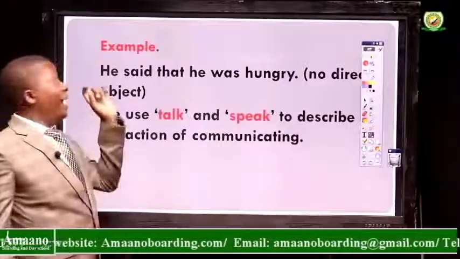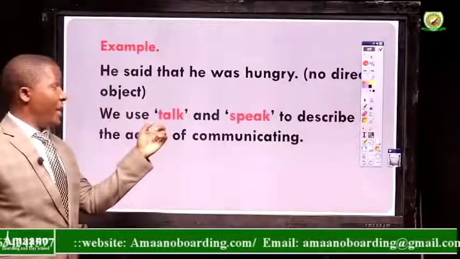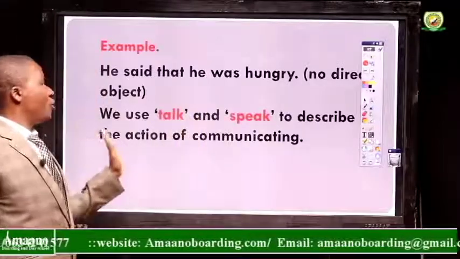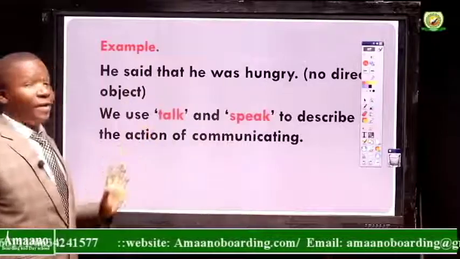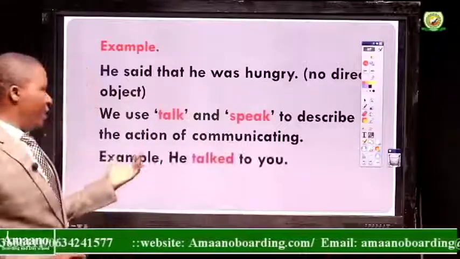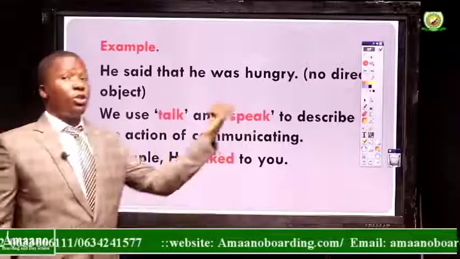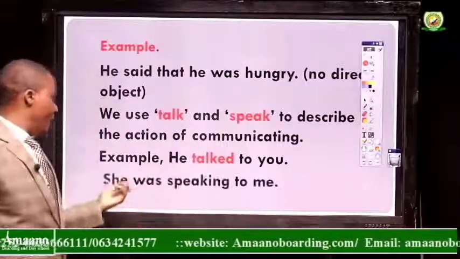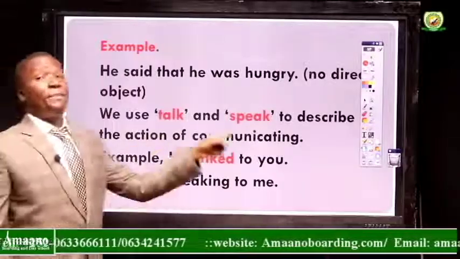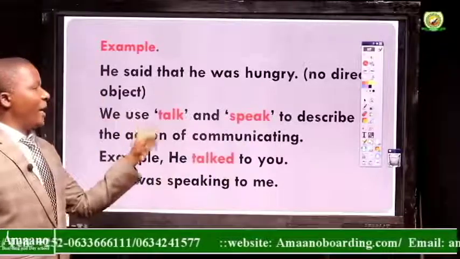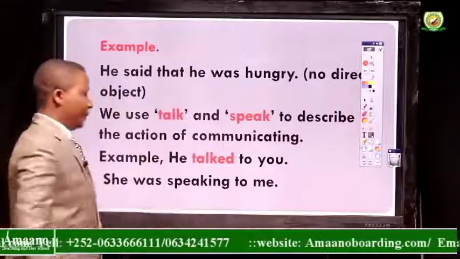Now, also in a direct object, we use talk and speak to describe the action of communicating. And we can see it here in a sentence. He talked to you. So the action of communicating here is talked. We have another example here. She was speaking to me. So the action of communicating here is speaking. So that's why we're saying we use talk and speak to describe the action of communicating.